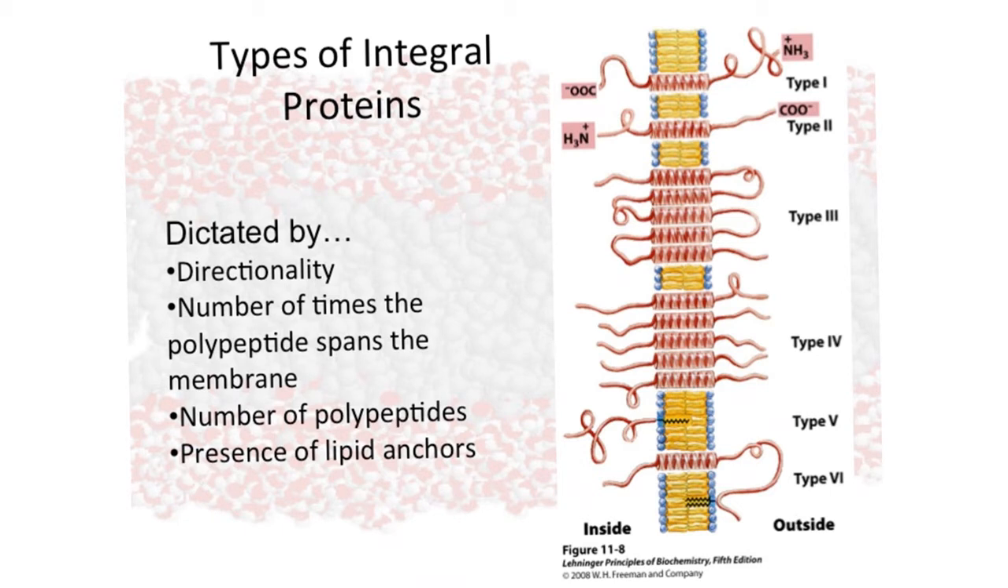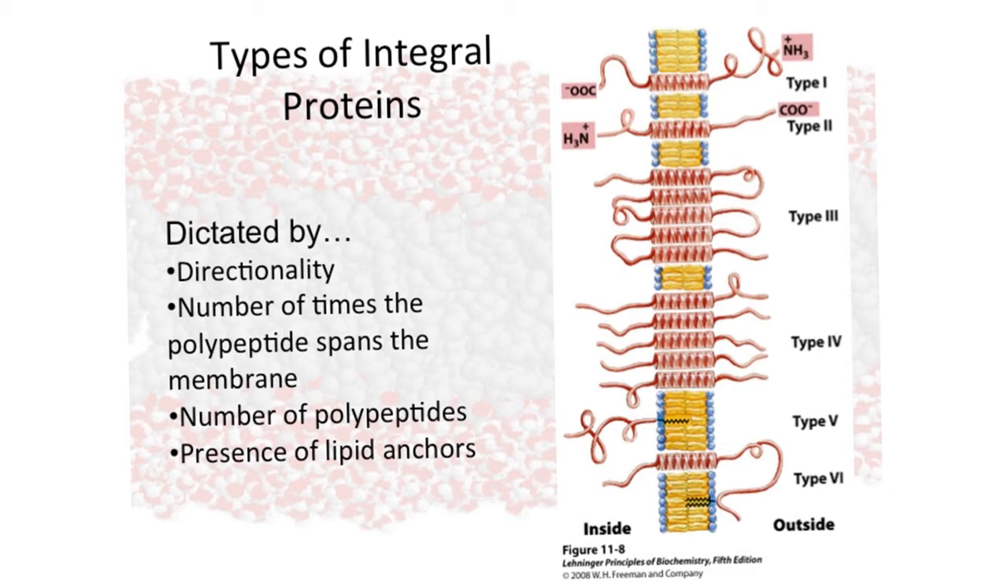At a minimum, if not additional modifications. Whereas type 3 means that it spans multiple times. It's a single polypeptide, a single protein, but it goes up and down, up and down. Many times I'll even talk about helix 1, helix 2, helix 3, and many times it's alpha helical. They are not all alpha helical, but many times it is.